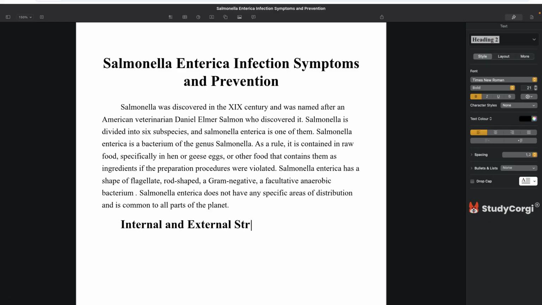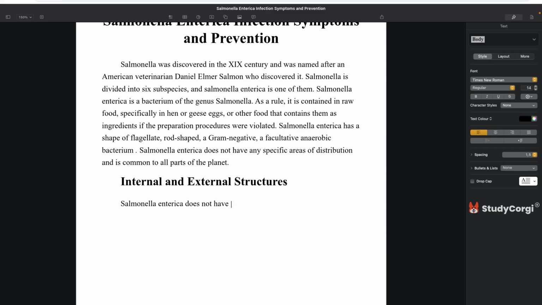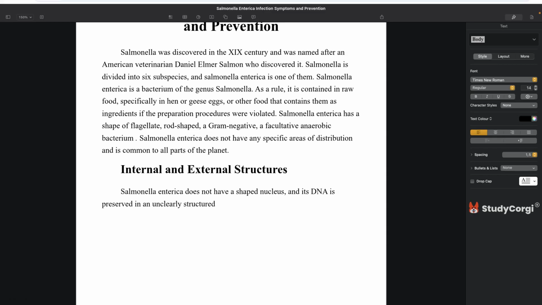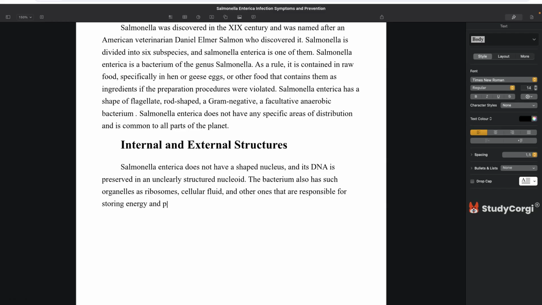Internal and external structures. Salmonella enterica does not have a shaped nucleus, and its DNA is preserved in an unclearly structured nucleoid. The bacterium also has organelles such as ribosomes, cellular fluid, and other ones that are responsible for storing energy and protein.